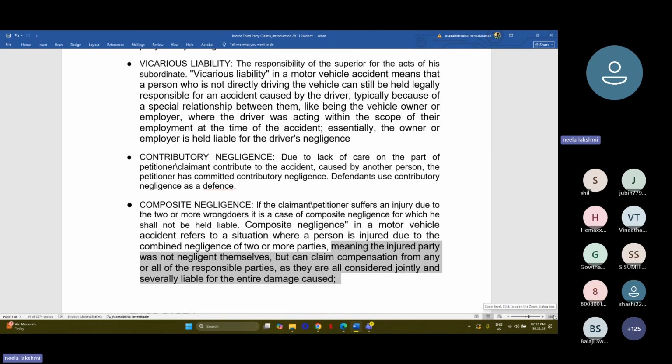And another point, the victim has the preference to claim from any of the negligent parties. Already we have told, because of the negligent act of two or more persons, the accident has arisen. The victim has the right to claim from any of the parties, or he can implead both of the negligent parties, and he can claim from them jointly and severally. Okay, jointly and severally. He has the right to claim from all the negligent parties together. It is his right. These are the two heads of negligence.